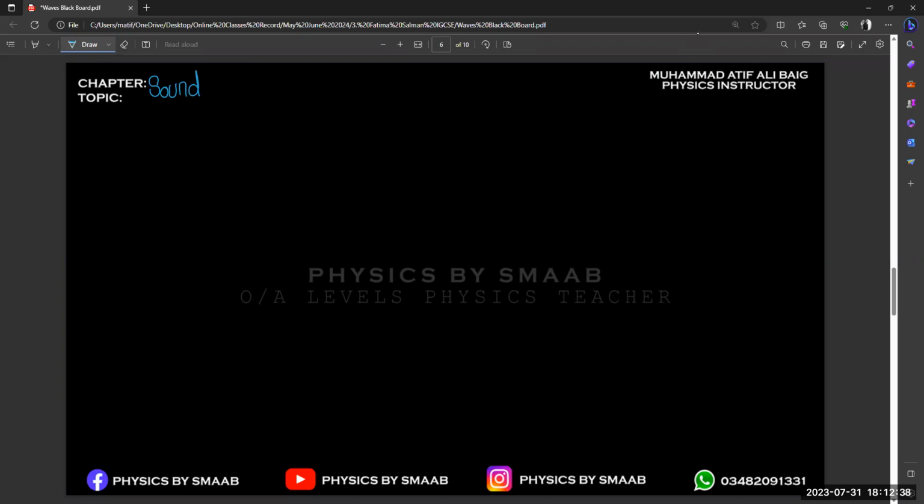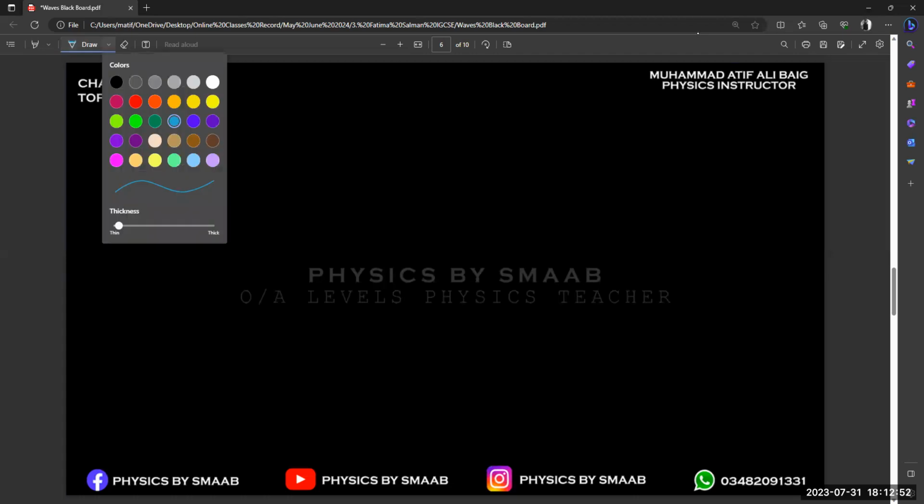Second one is light. Light is the lengthy one. So we start with sound and the electromagnetic spectrum. After that we are left with only one chapter, that is light. So that is the lengthy chapter. Okay, so starting from the sound.